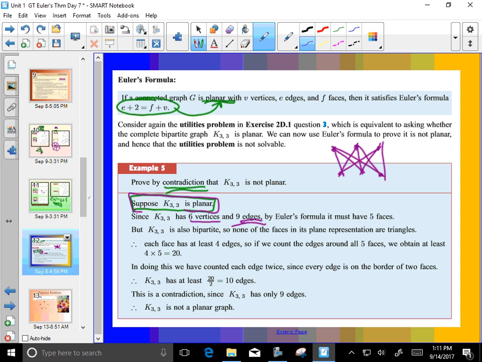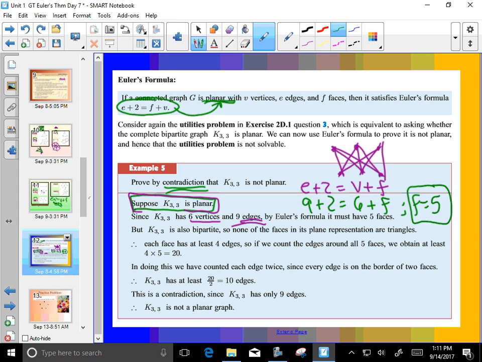Since K33 has 6 vertices and 9 edges, by Euler's theorem, E plus 2 equals V plus F. How many faces should there be? Well, 9 plus 2 should equal 6 plus F, so 11 minus 6, F is equal to 5. That's what we should have. So we're assuming that it is planar, then there'll be 5 faces.